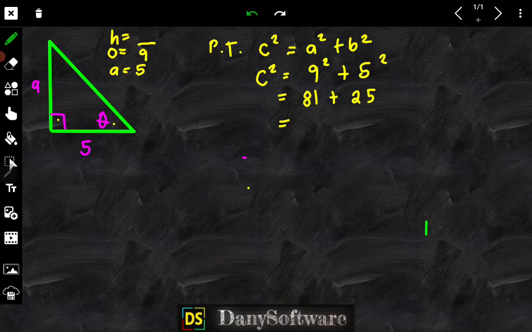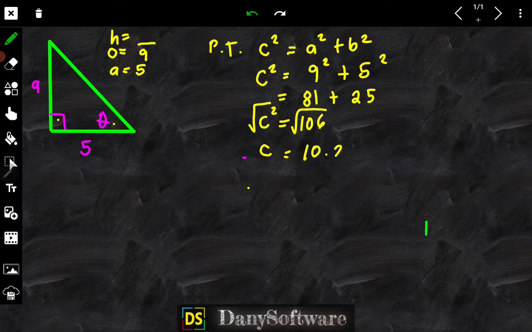So, we have 81 plus 25. So, that is equal to 106. So, that is our c squared. Okay? And then, we find the square root, para maano natin. Square root natin, para c lang siya. Kasi c squared yun eh. So, c is equals to square root of 106. That is equal to 10.29.